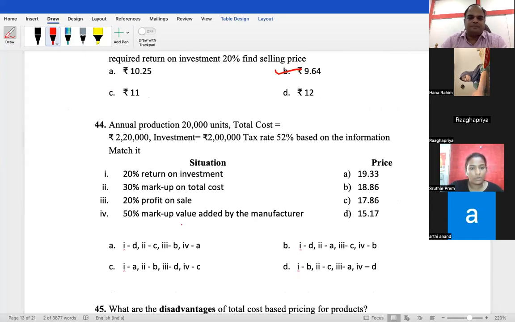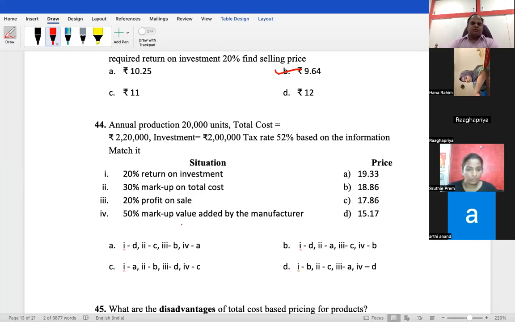Next question. Annual production 20,000 units. Total cost rupees 2,20,000. Investment rupees 2 lakh. Tax rate 52%. Based on the information, match the situation and price. We have to work out. Required rate of return is 20%. Same manner, first situation. Put it down.